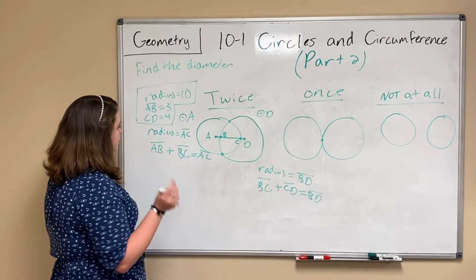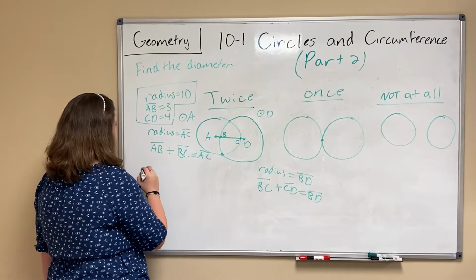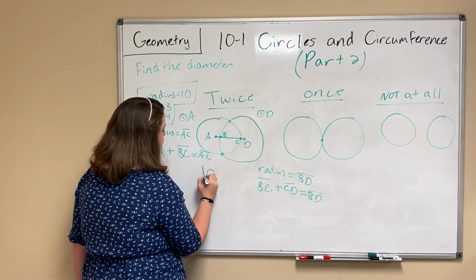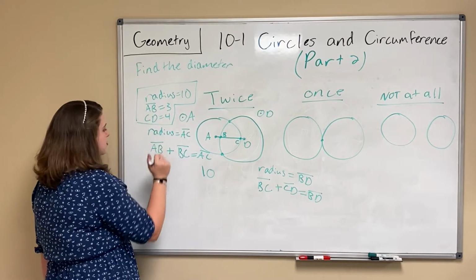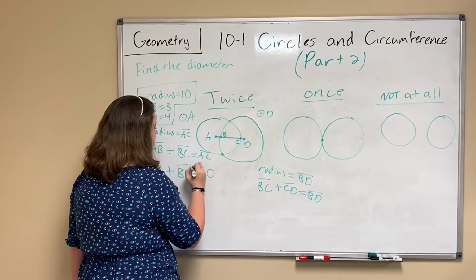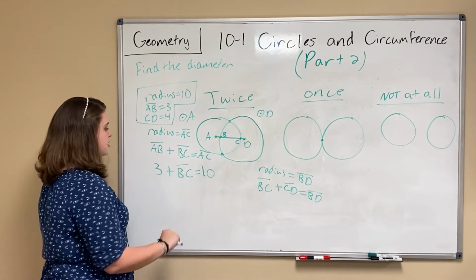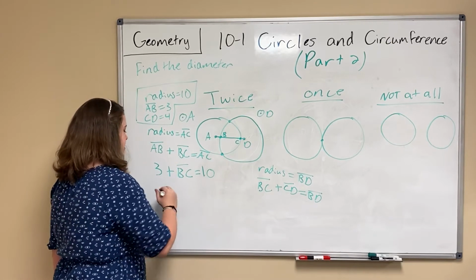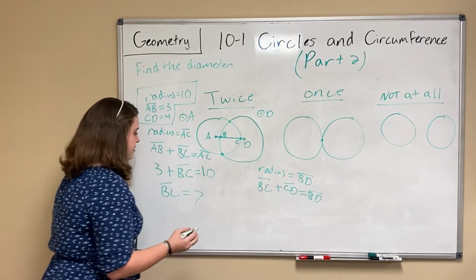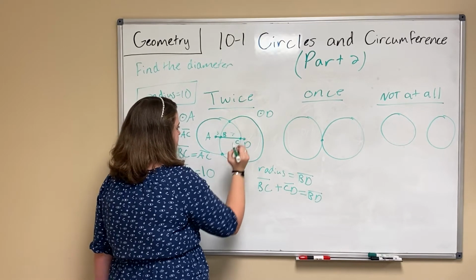Looking at this, the radius of A is 10, so I'm going to plug that in as AC. Let's plug it into this equation since it's right here. AC is 10. It also gave me AB, which is 3. Okay, so I already have enough information to figure out what BC is by just subtracting 3 from both sides of this equation. So BC equals 7. If this is 3 and the whole thing is 10, then BC is 7.